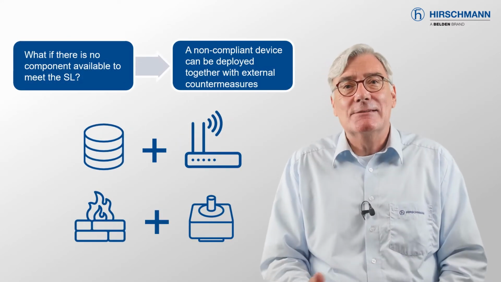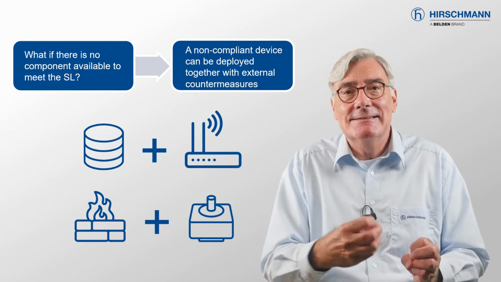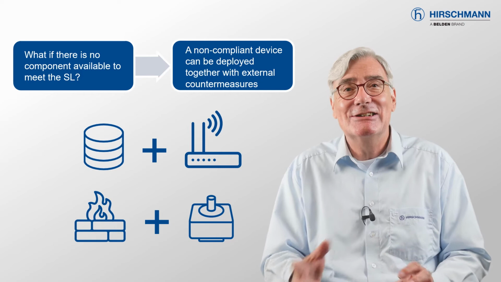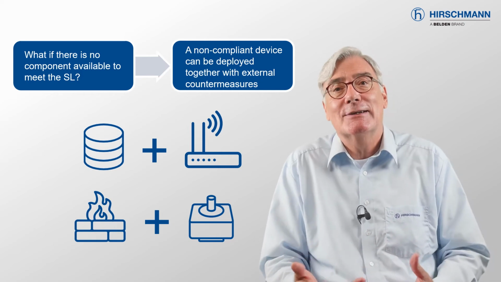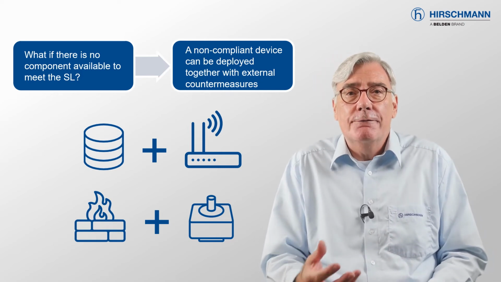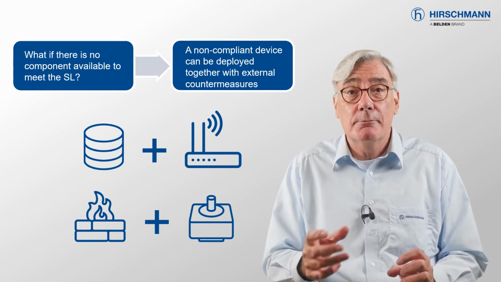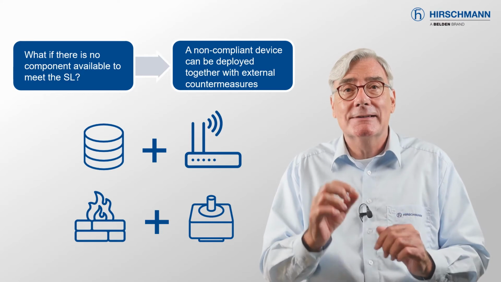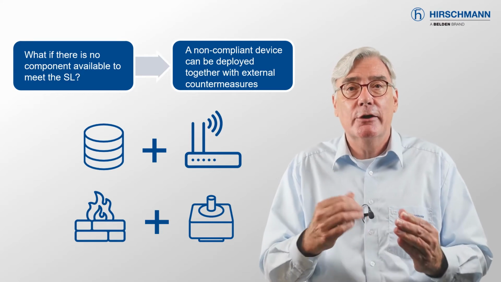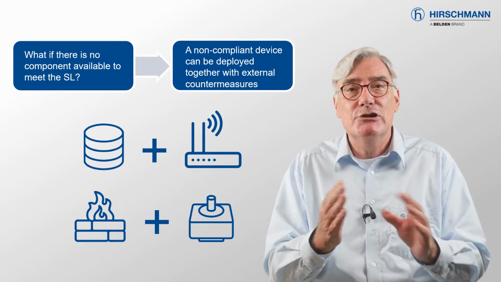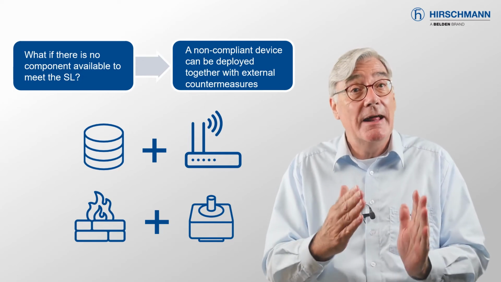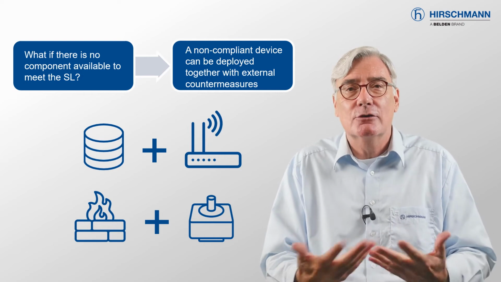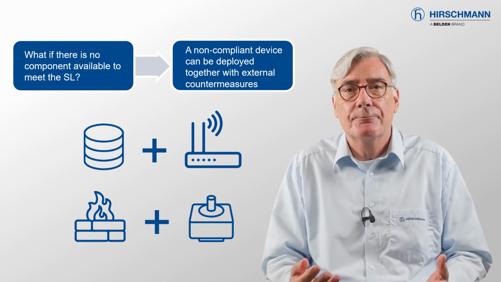There will be cases where the system integrator needs to deploy a component, but this component cannot achieve the required security level. To fulfill the requirement, the component manufacturer may specify that their component can achieve the security level if it is used in conjunction with another device. This is known as a compensating control or countermeasure.